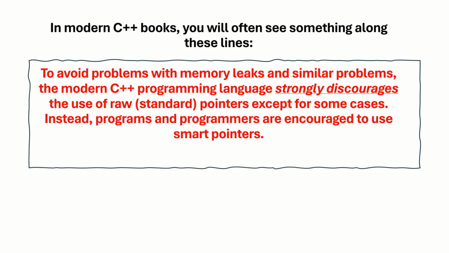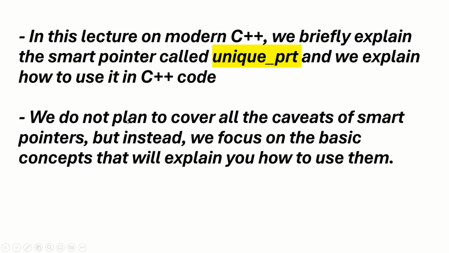First of all, you should keep in mind that in modern C++ books, you will often see something along these lines. To avoid problems with memory leaks and similar problems, the modern C++ programming language strongly discourages the use of raw or standard pointers except for some cases. Instead, programmers are encouraged to use smart pointers. In this lecture on modern C++, we briefly explained the smart pointer called unique pointer, and we explained how to use it in C++ code.